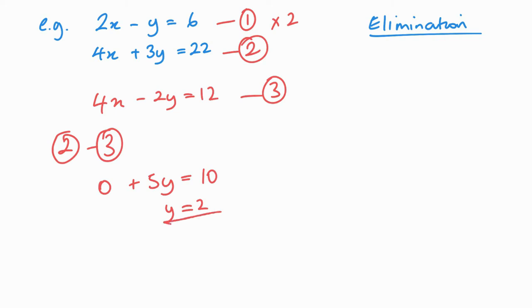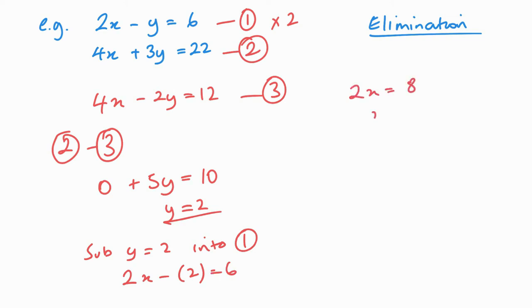Now I've got y equals 2, I need to substitute that back in. Any equation will do, and I'm going to use equation 1. When I substitute that in, I get 2x minus 2 equals 6. So that means 2x is equal to 8, and x will therefore equal 4. So here are my answers, essentially 4 and 2 for x and y.